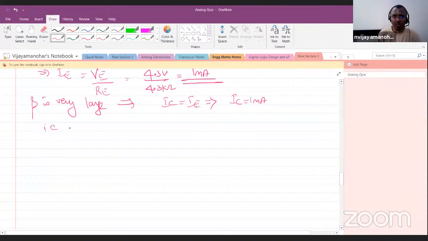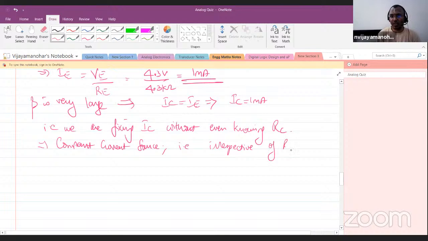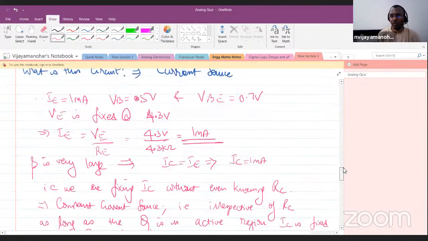That means we are fixing IC without even knowing RC. This is a constant current source, correct? That is, irrespective of RC, as long as the Q is in active region, IC is fixed at 1 milliampere. This is the most important point.